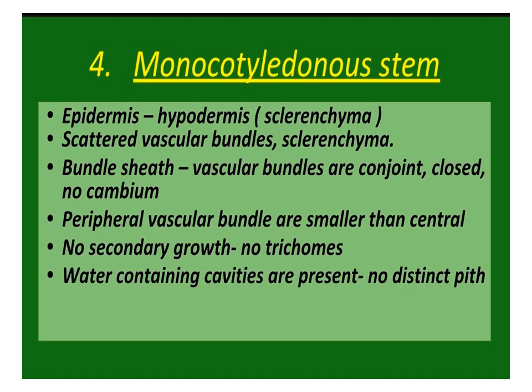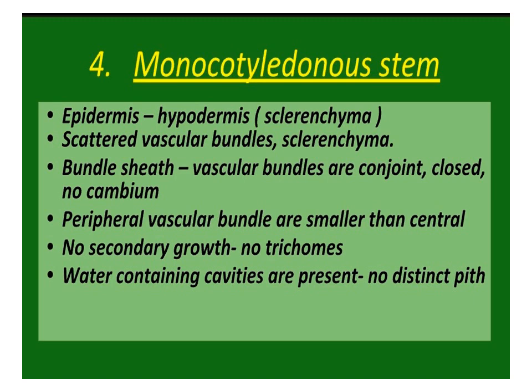Monocotyledonous stem. A TS of a monocotyledonous stem reveals the arrangement of tissue as follows. Epidermis consists of a single layer of cells which is covered on the outer side with cuticle. Hypodermis consists of a few layers of sclerenchymatous cells. Ground tissue is made up of parenchymatous cells.